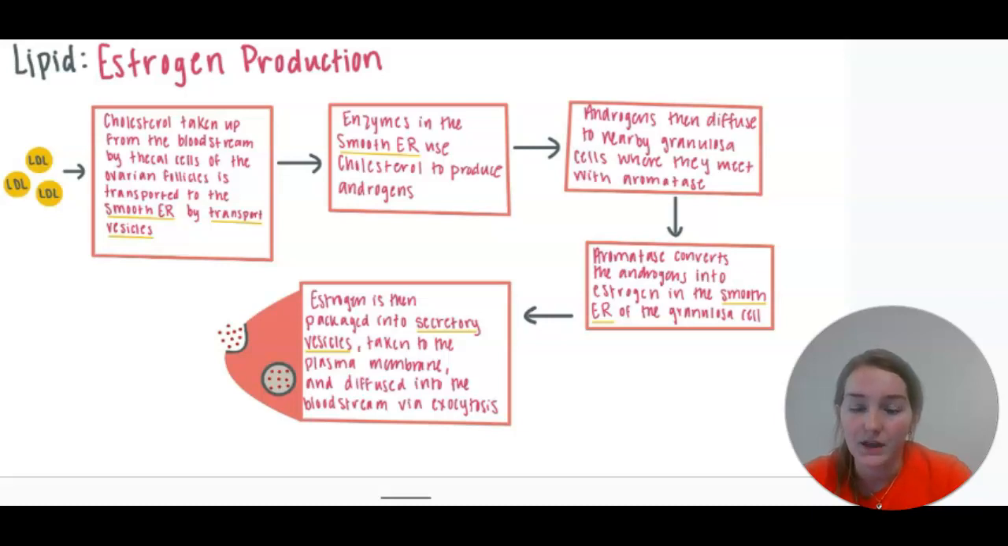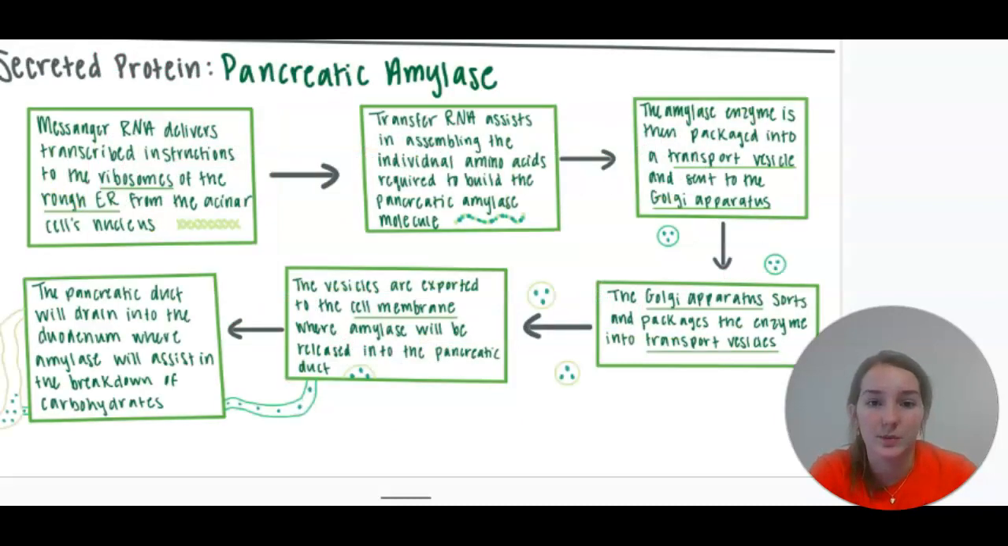reticulum. After that, estrogen is going to be packaged into secretory vesicles and taken to the plasma membrane to be diffused back into the bloodstream as estrogen via exocytosis. From here, estrogen is important in carrying out functions like menstrual cycle regulation, libido stimulation, reproductive organ growth, and many other functions as well. Next, we're going to talk about a secreted protein.